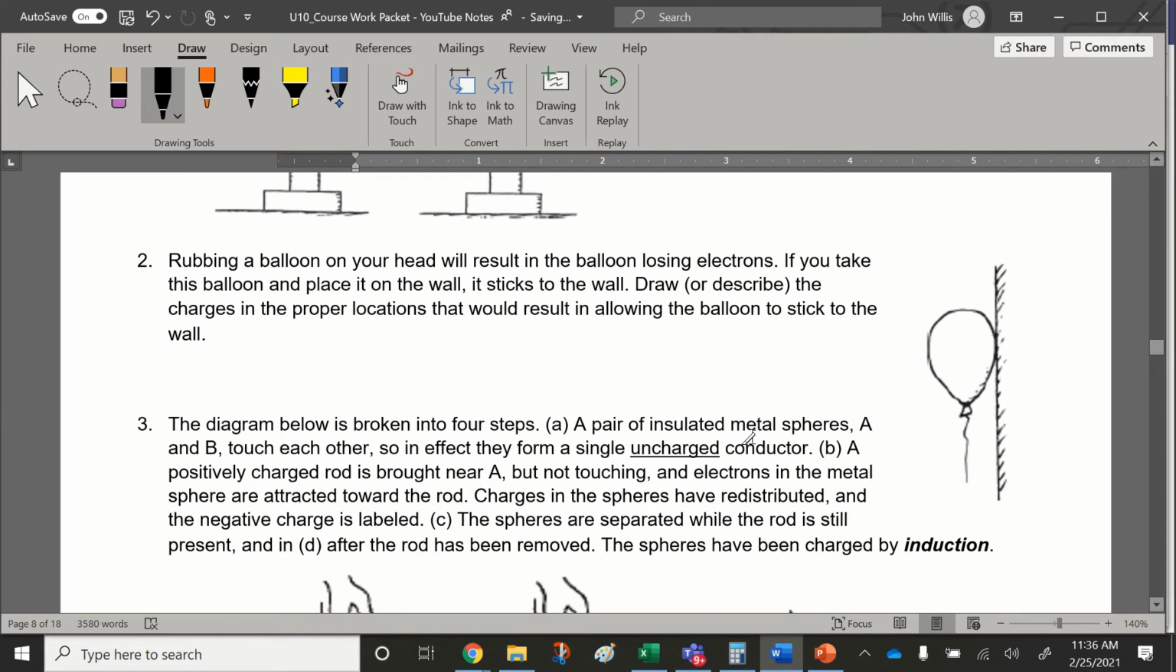You can do the same thing with rubbing a balloon on your head. If you ever did this as a child, it's a cool little party trick. You could totally do it. You rub the balloon on your head. As a result, the balloon itself loses electrons. It becomes positively charged.